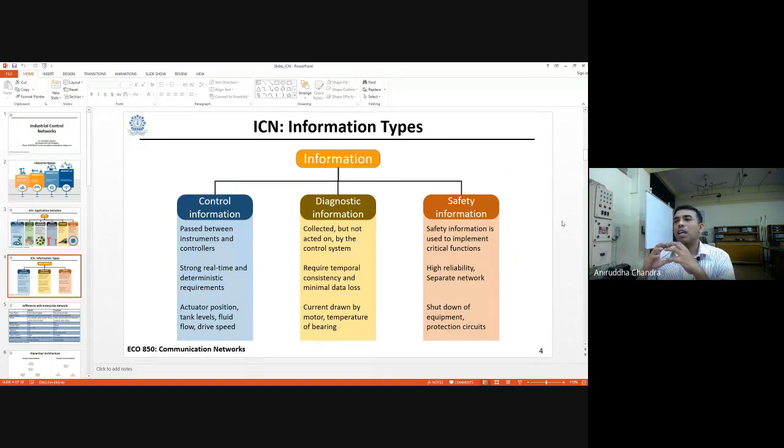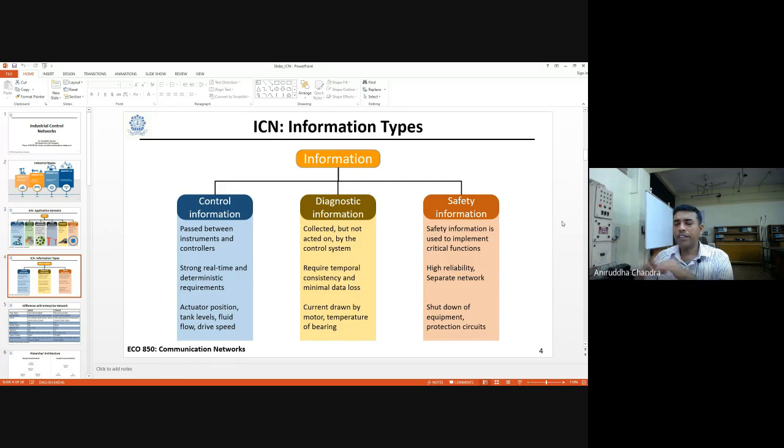Now, in the industrial control network, let us first try to understand what information we are dealing with. This information is not about the speech or music files that we commonly share via our personal networks, for example a computer network realized through the internet, or a cellular mobile network, or a Bluetooth network when you are sharing with your friends. It's not that kind of information. It's information that is relevant to the industry.